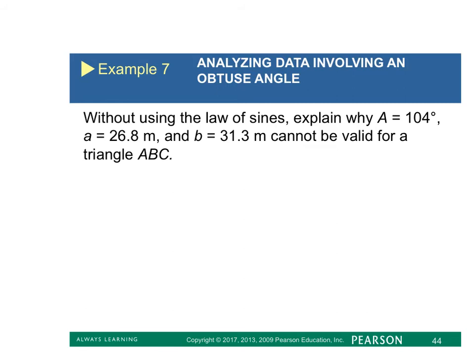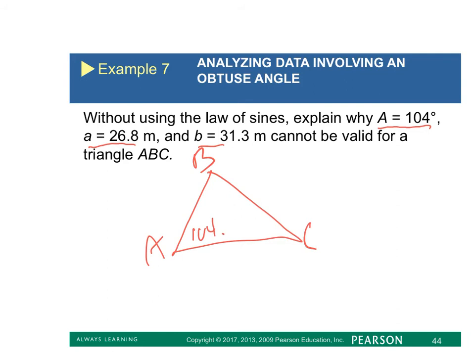When using the law of sines, explain why A at 104 degrees and small a, the side, is 26.8, and small b cannot be valid for triangle ABC. Well, let's just look at it. A, B, C. 104 degrees. 26.8 meters. 31.3.